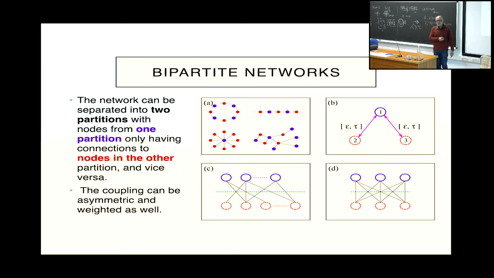Oscillators on a ring, so long as it's an even number of nodes, that's a good example of a bipartite, right? A linear chain with alternating ones. Okay, this is the kind of oscillator that I'm going to look at.